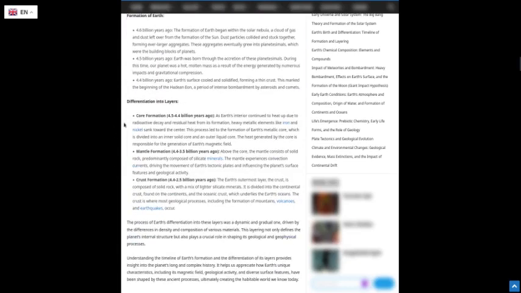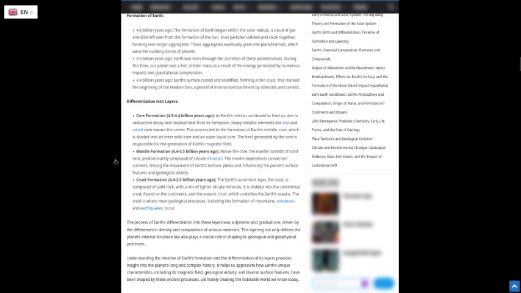Differentiation into layers. Here's core formation. 4.4 billion years ago, as Earth's interior continued to heat up due to radioactive decay and residual heat from its formation, heavy metallic elements like iron and nickel sank toward the center. This process led to the formation of Earth's metallic core, which is divided into an inner solid core and outer liquid core. The heat generated by the core is responsible for the generation of Earth's magnetic field.